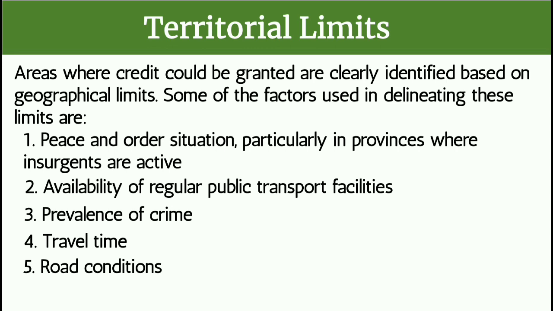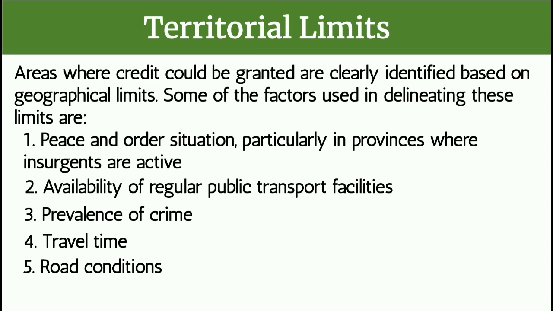Numbers 1, 3, and 4 are self-explanatory. Dun sa number 1, since maraming rebelde, credit could not be granted in those provinces. Dun sa number 3, since maraming crime, credit could not also be granted in that place or area. Dun sa number 4 naman, since mahaba yung travel time, mahihirapang mag-collect yung collection officer.